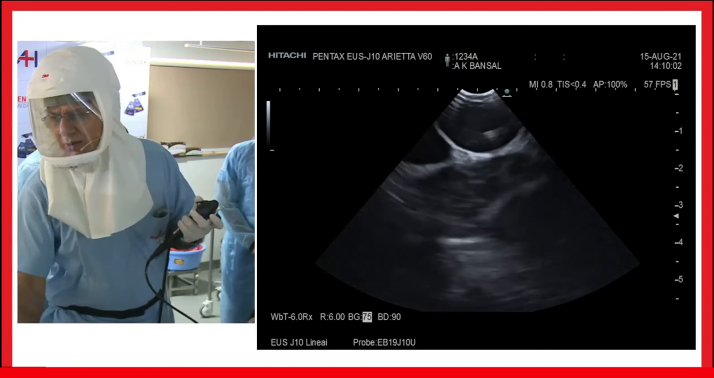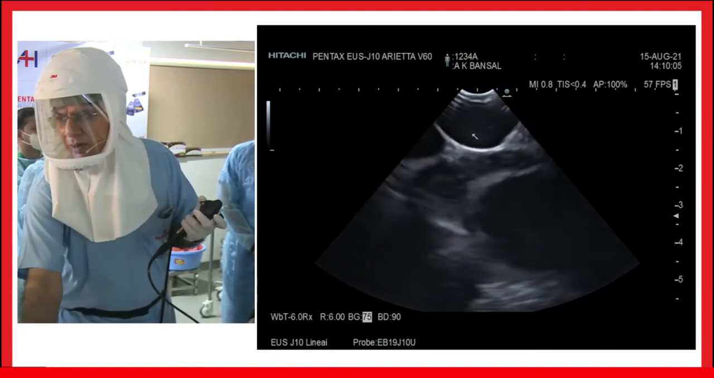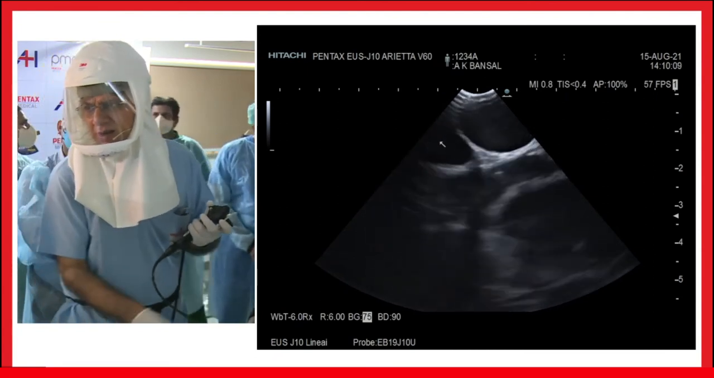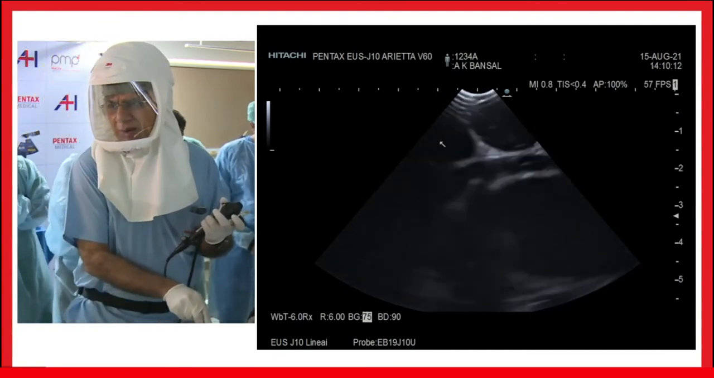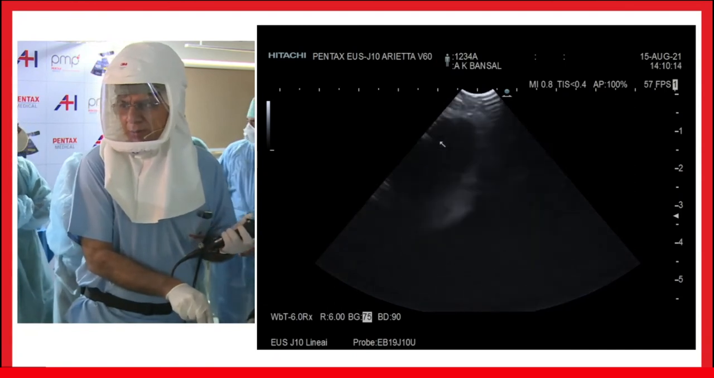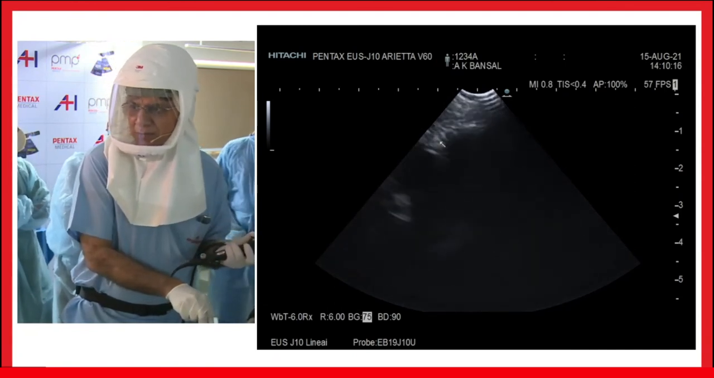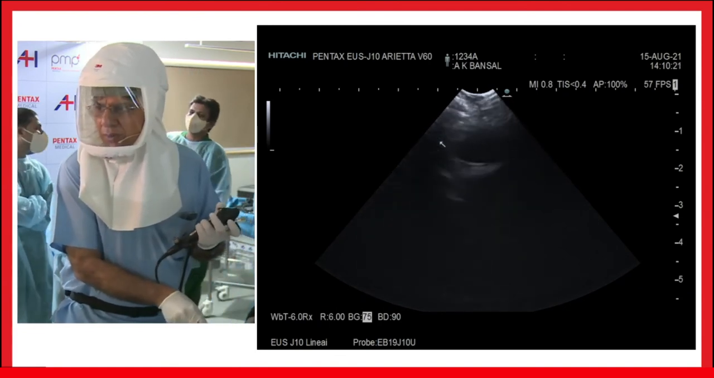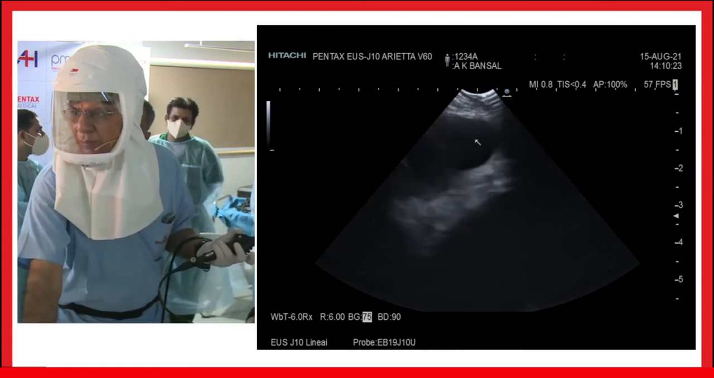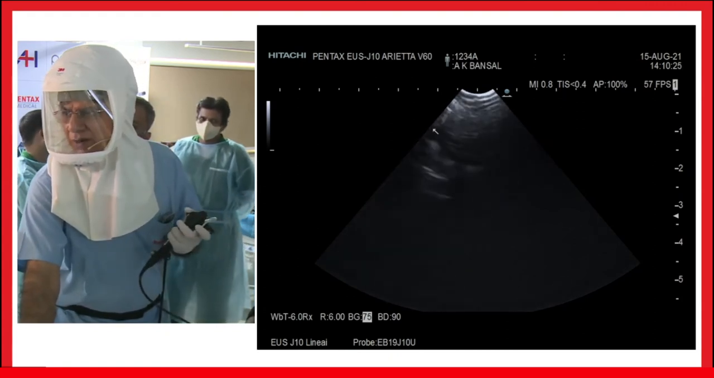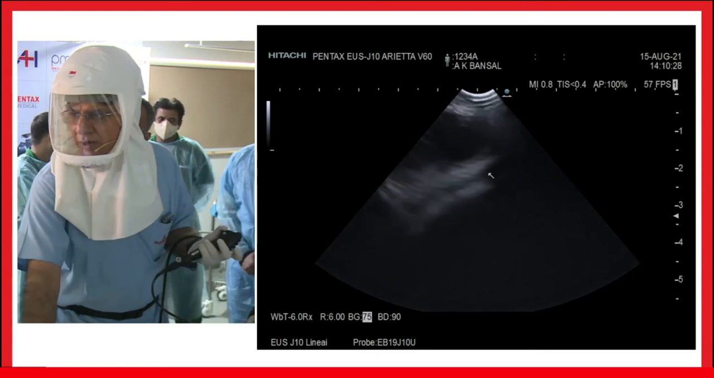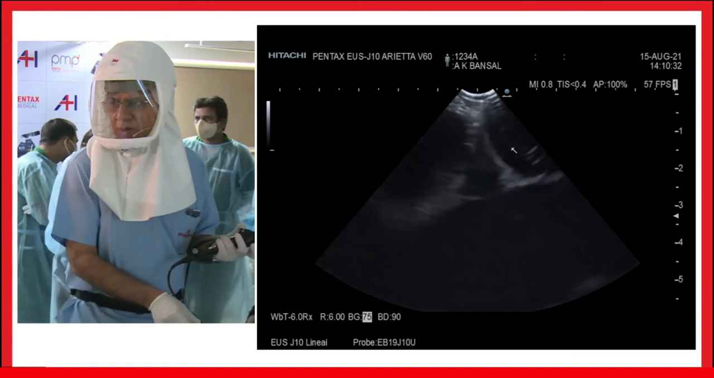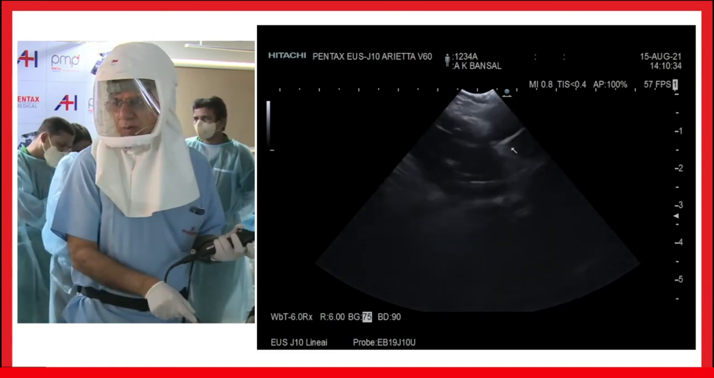I will clear these characters. So this is the pulmonary artery, superior vena cava, aorta, and this is the left atrium. The left atrium I was not able to see so much, but now I am able to see the left atrium well. And when I rotate the left atrium to the right, this is the left superior pulmonary vein, and this would be the left inferior pulmonary vein, which I cannot see well. But I am seeing the appearance of bubbles very much within the pulmonary artery and the superior vena cava.